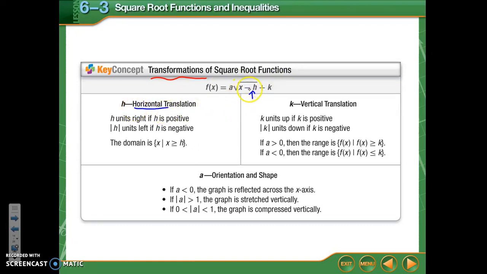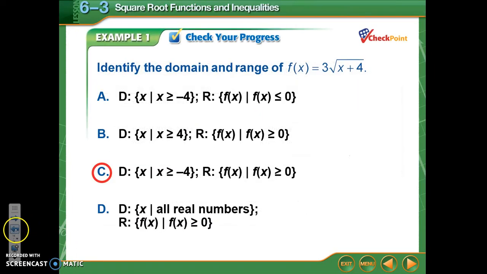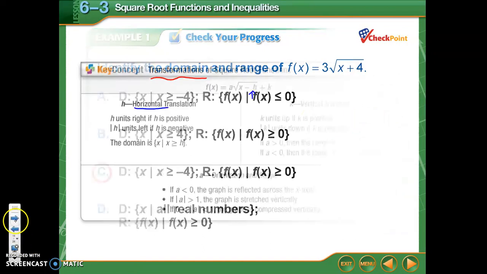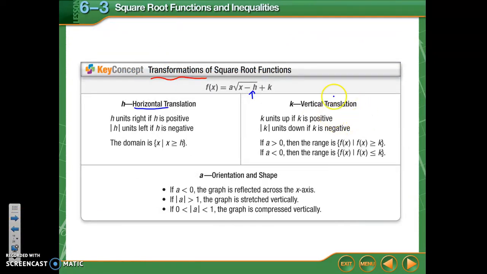So if I have x minus this number, whatever h is, it moves it right. And if I end up with h being negative, so it would look like x plus 2, just like in this last one we looked at, it was x plus 4 under the square root, but it moved it to the left 4. Just like we talked about before. K, which is outside of the square root, is my vertical translation. If k is positive, it moves it up, and if k is negative, it moves it down that many units.